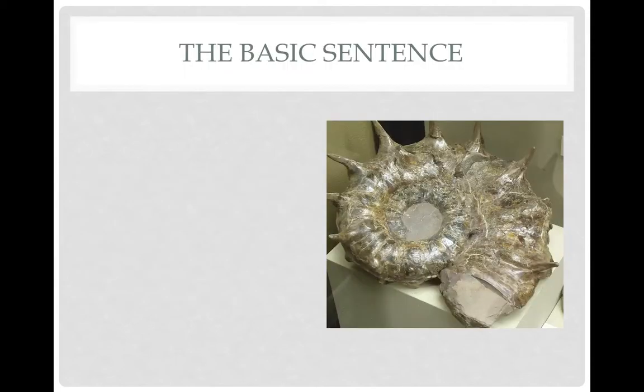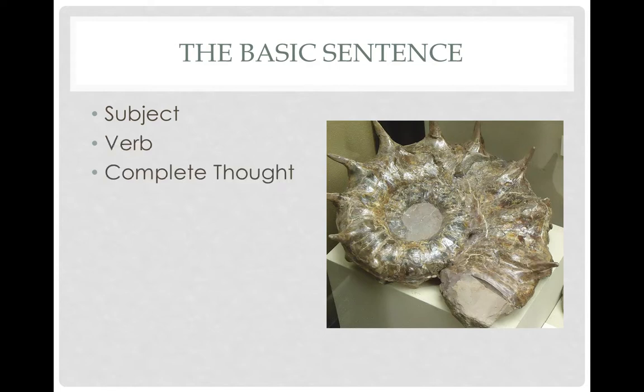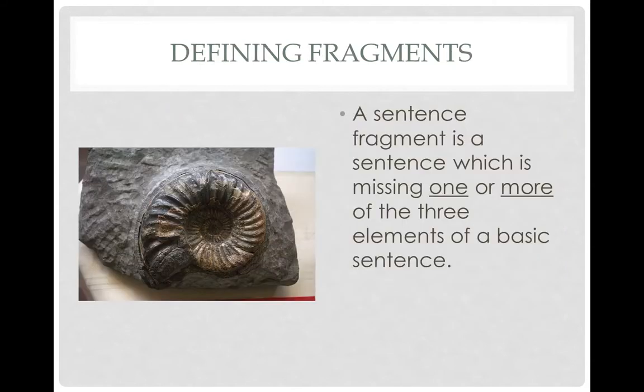First off, we're going to need to return to some of our concepts from the first lecture in our series on the basic sentence. As a reminder, your three basic elements of any sentence are its subject, its verb, and the way that it completes its thought. In order for a sentence to be complete, it needs to have all of those things happening. This allows us to define what a sentence fragment is. A sentence fragment, quite simply, is a sentence which is missing one or more of those three elements of a basic sentence. It's not providing one or more of those things.